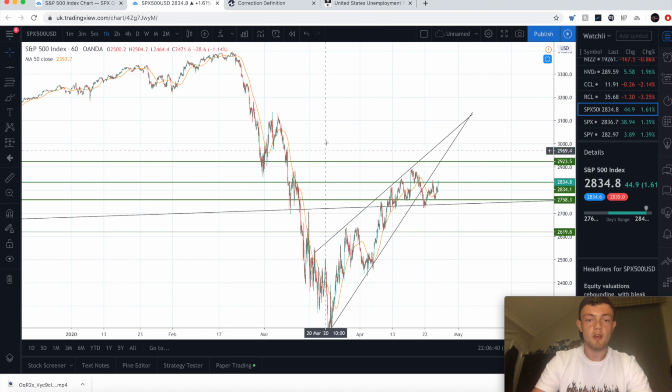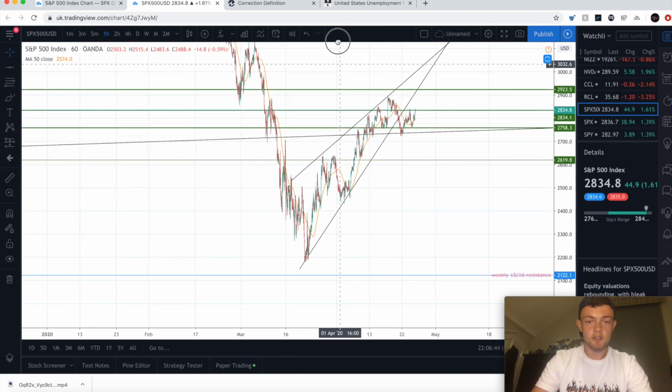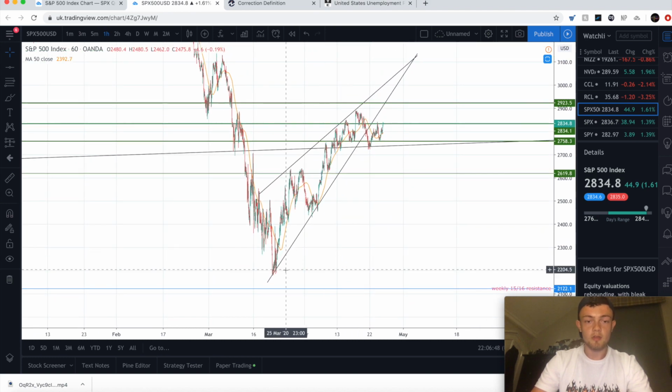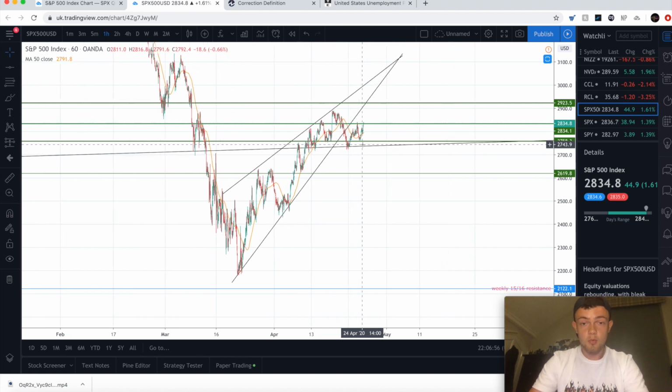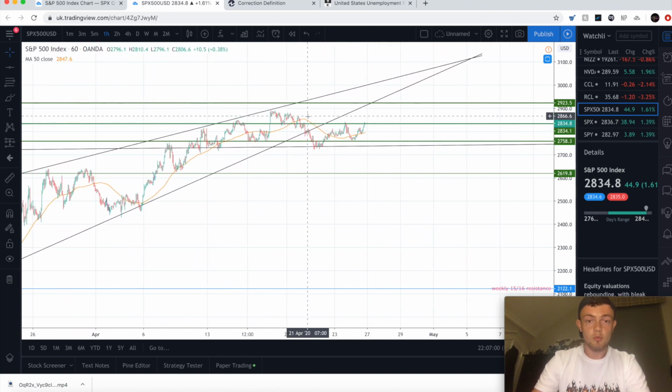So if we have a look at the larger picture right now, we have seen that we had a sharp drop off from coronavirus fears from the 19th of February. We reached lows on the 23rd of March, and we have since had a huge retracement up in this rising wedge pattern. And this week we managed to break out of this rising wedge pattern. This was caused from the news that the price of a barrel of oil was in negative.